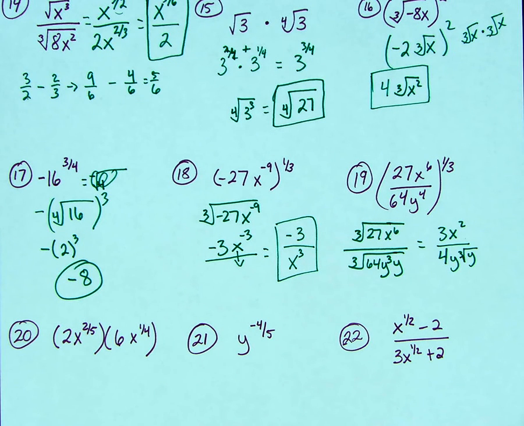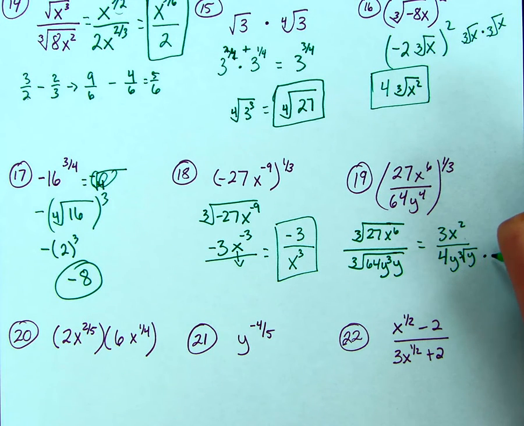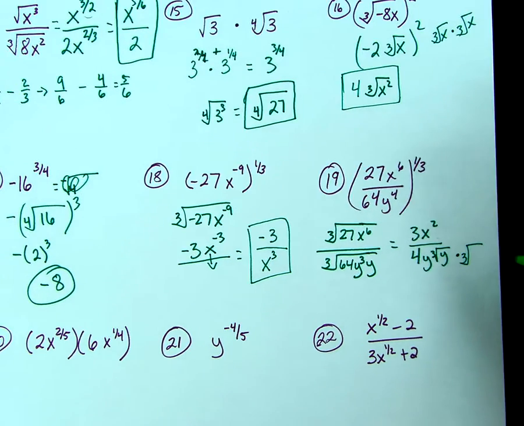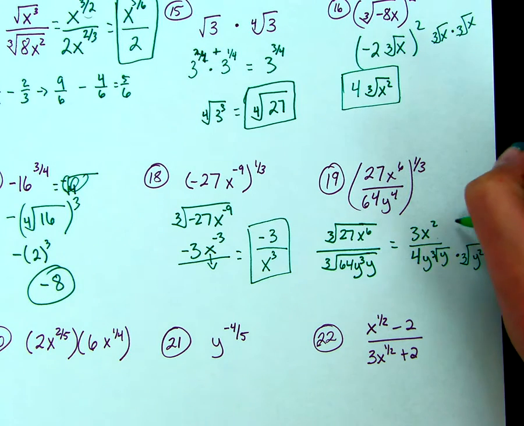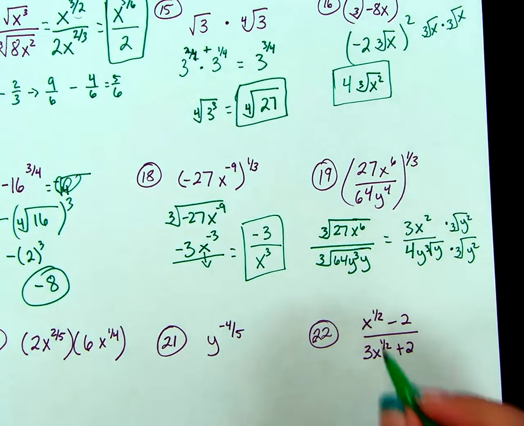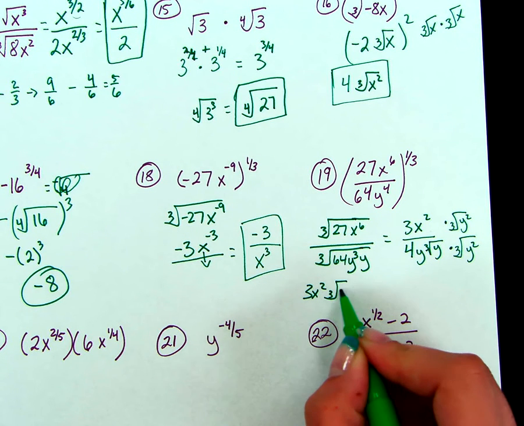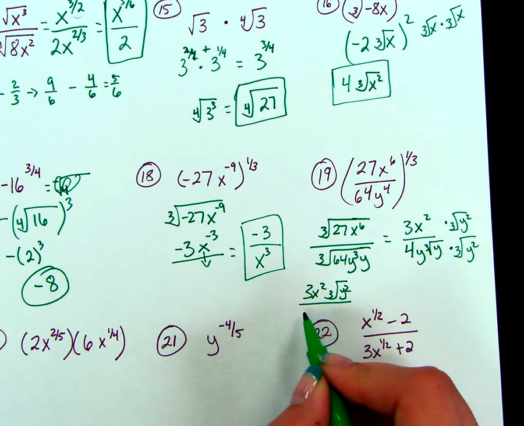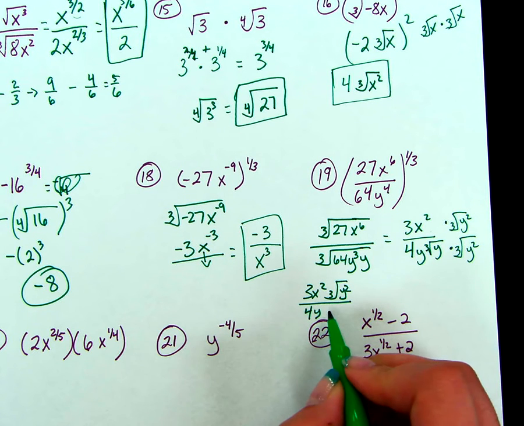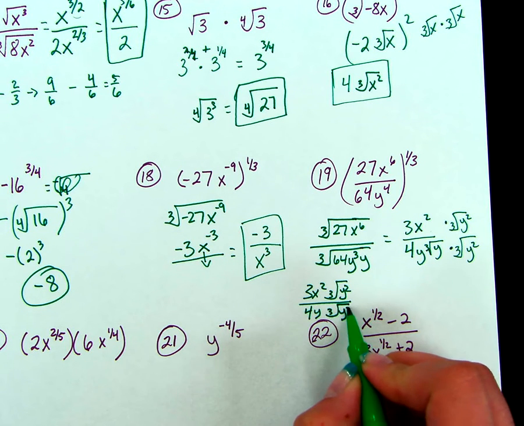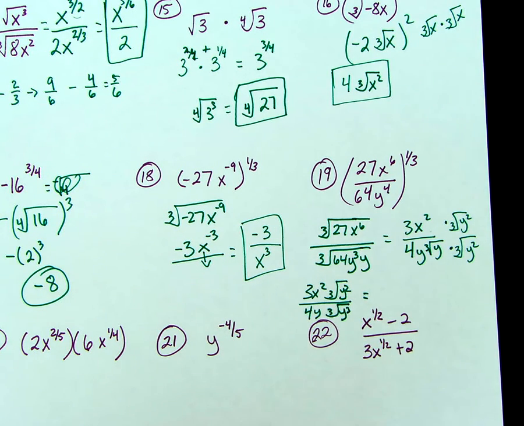And because we have a radical in the denominator still, we will need to rationalize. So we're trying to create a perfect cube. So we're going to multiply by the cubed root of y squared, the top and bottom. So in the numerator, we now have 3x squared, cubed root of y squared, over 4y, and then the cubed root of y cubed, which we can keep simplifying.